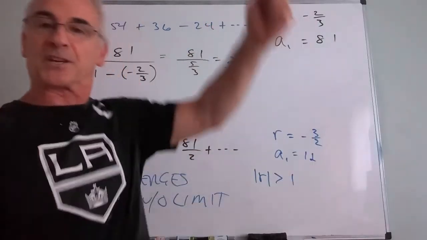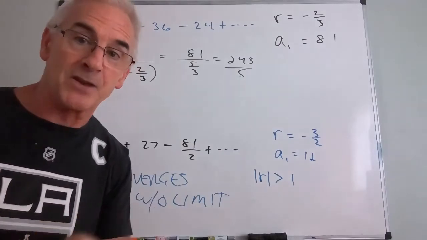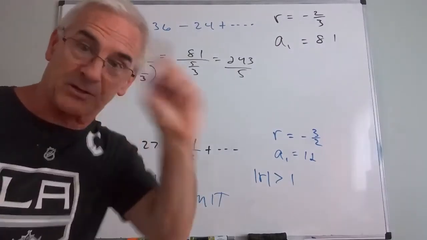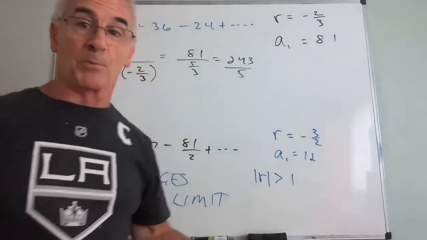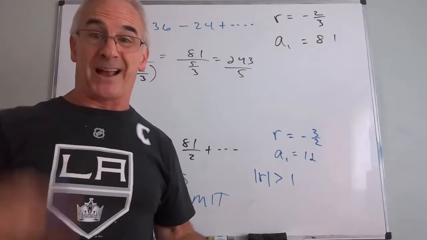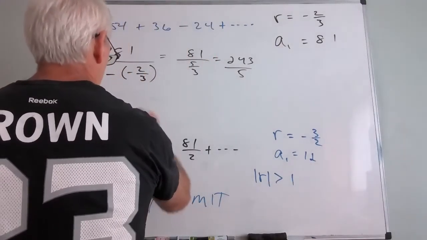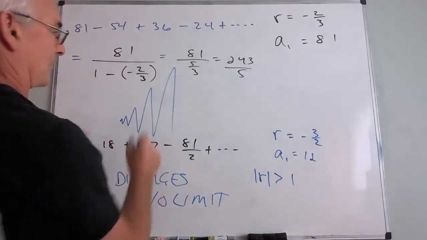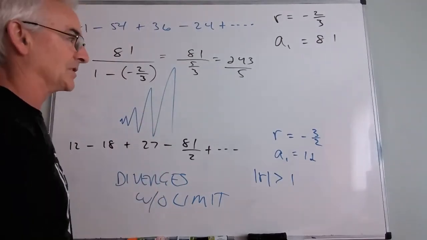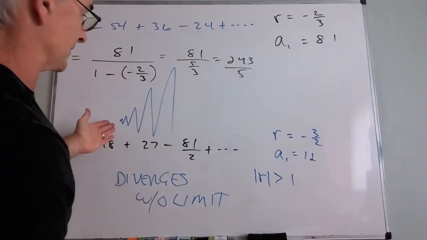So I am bouncing, and each time my number is gonna be bigger than the previous number, but it's gonna alternate signs. So I'm neither approaching positive infinity nor negative infinity. I'm bouncing, like I said before. So yeah, R is less than -1. That's the ugliest of all types of divergence.